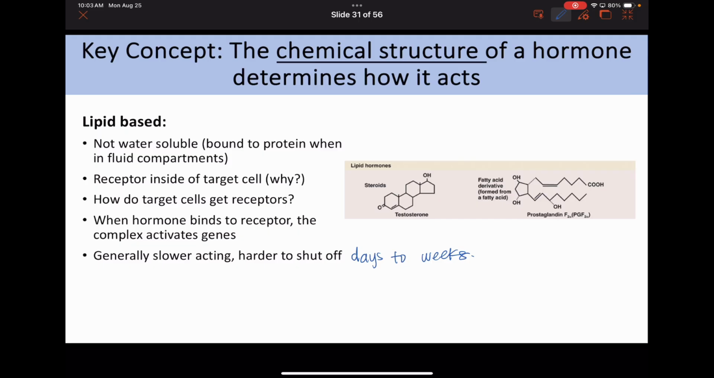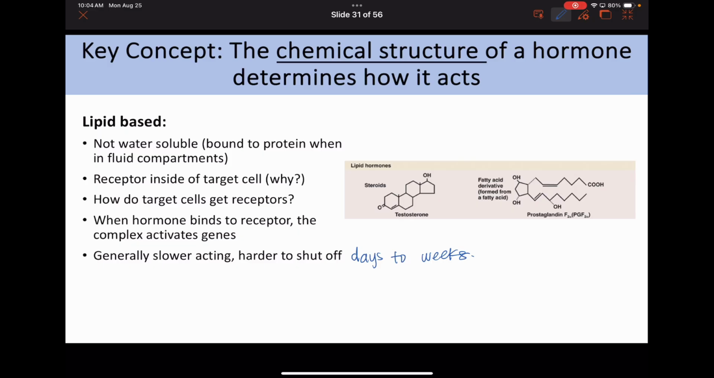Yeah. Like puberty. Yeah. So like the hormones that regulate our cycles. So female cycles, ovarian cycle, or menstrual cycle, or like you said, puberty. Those things take long amounts of time. Could be days to weeks for these things. So those would be lipid based. And all of our reproductive hormones are lipid based. Your estrogen, your progesterone, your testosterone, all of that is lipid based.